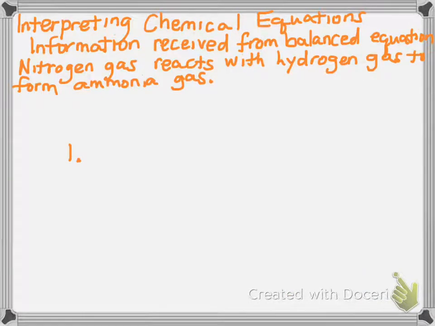So, interpreting these chemical equations, okay? Information that you get from a balanced equation. And our balanced equation we're going to look at is nitrogen gas reacts with hydrogen gas to form ammonia gas. I hope that you can pause this video for just a moment and write a balanced chemical equation for this. Now, I will help you a little bit because ammonia, you may not know the formula for. Ammonia is NH3. And remember, we want to leave spaces in front of our chemical formulas for coefficients because we're going to have to balance our chemical equation, right?